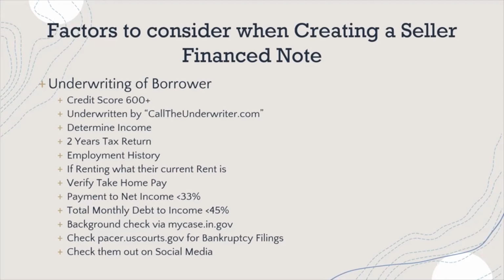Now, I've heard one of the government entities will allow up to 48%, but I forget which one. If you stick within those guidelines, 33 and 45, you've got a note that's probably going to perform and do just fine. You want to see a credit score of at least 600.